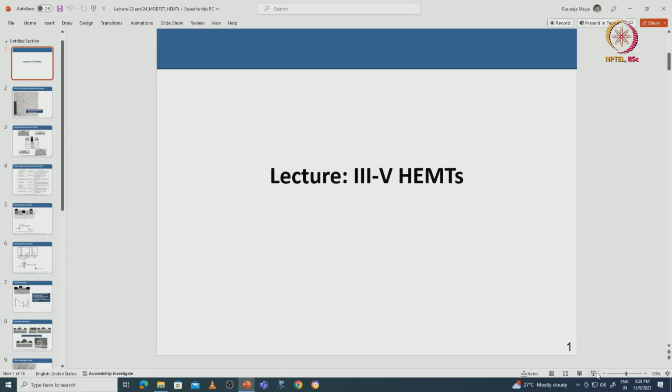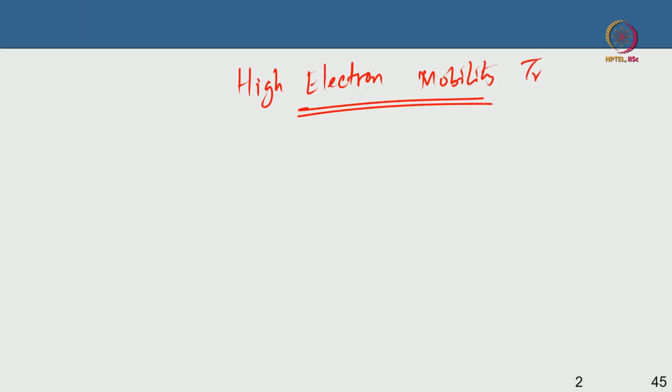And how is gallium arsenide MESFET different from actually HEMT? Okay. So, for that we will have to understand what HEMT is actually. So, HEMT, okay, stands for high electron mobility transistor, high electron mobility transistor, because the electron mobility is very high.